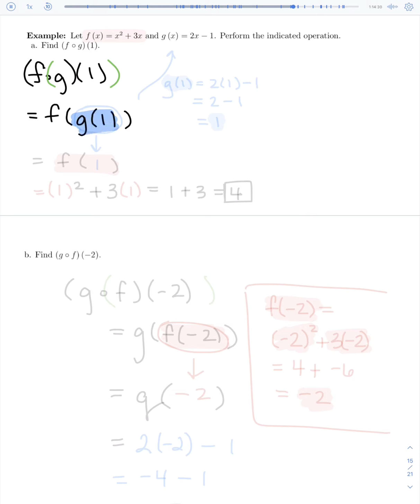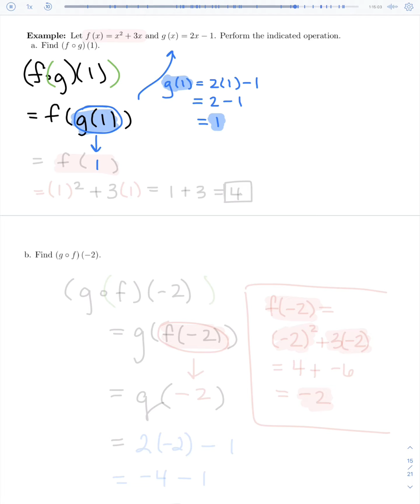The question is, what does g of 1 actually mean? G of 1 means I'm supposed to go up to g and plug in a 1 wherever there's an x. So that would be 2 times 1 minus 1. Well, you do the 2 times 1 first, which is 2, minus the 1 will give you 1. So what that means is that this entire g of 1, when you plug in 1, you get out a 1. Now, that won't always happen. That's just what happened here. So we got out a 1.